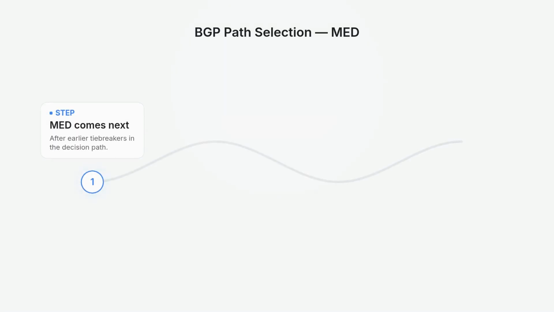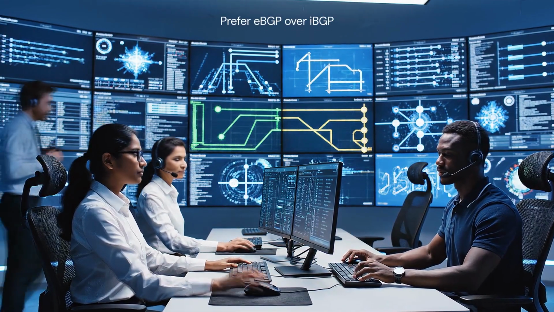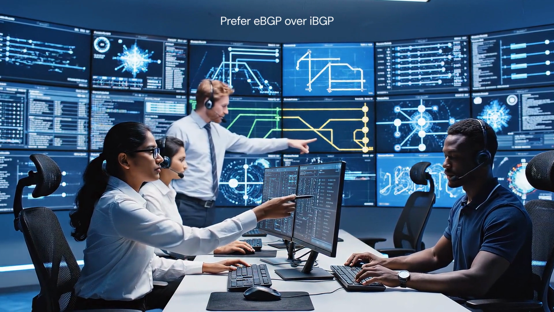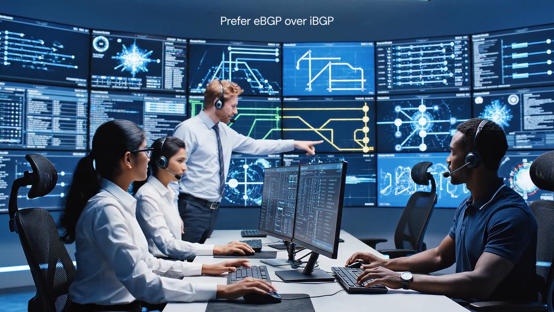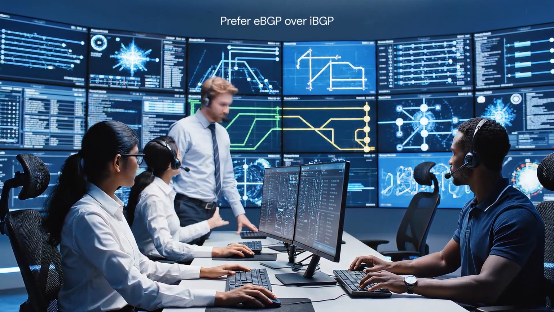MED can come next, depending on platform behavior and comparison rules. Lower MED is typically preferred, but MED handling is full of nuance, especially across different neighboring autonomous systems. If routes still tie, many implementations prefer eBGP over iBGP. That makes sense operationally because an externally learned route is often treated as more direct than one relayed internally.